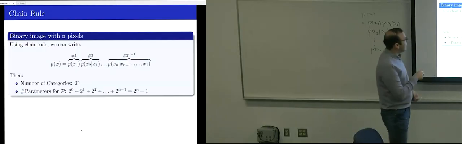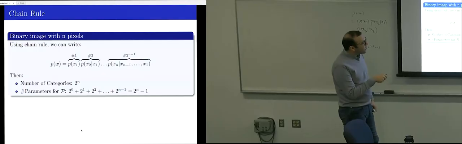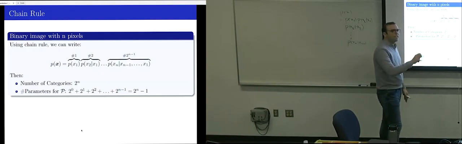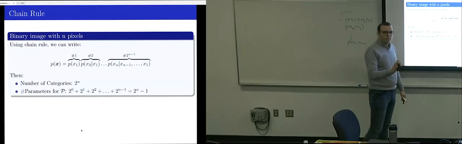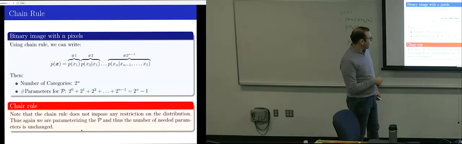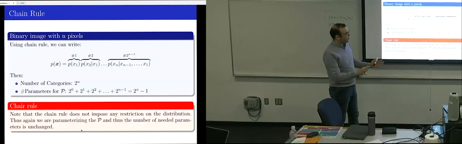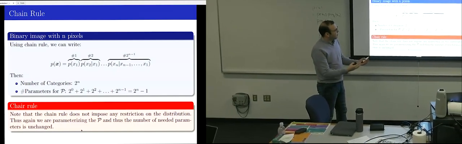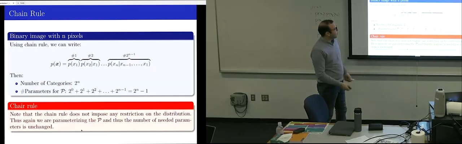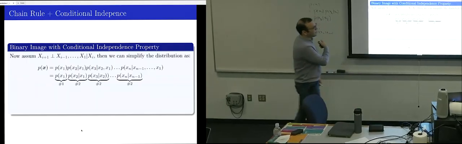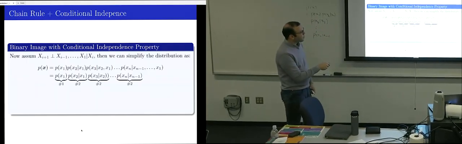I think I write it here. So, if I consider the whole chain rule, it is an equality, so nothing changed. Again, the number of parameters is 2 to the power of n minus 1. But here I write that chain rule imposes no restriction. It is just a rewriting of the original distribution, so the number of parameters is not changed here, as we expect.